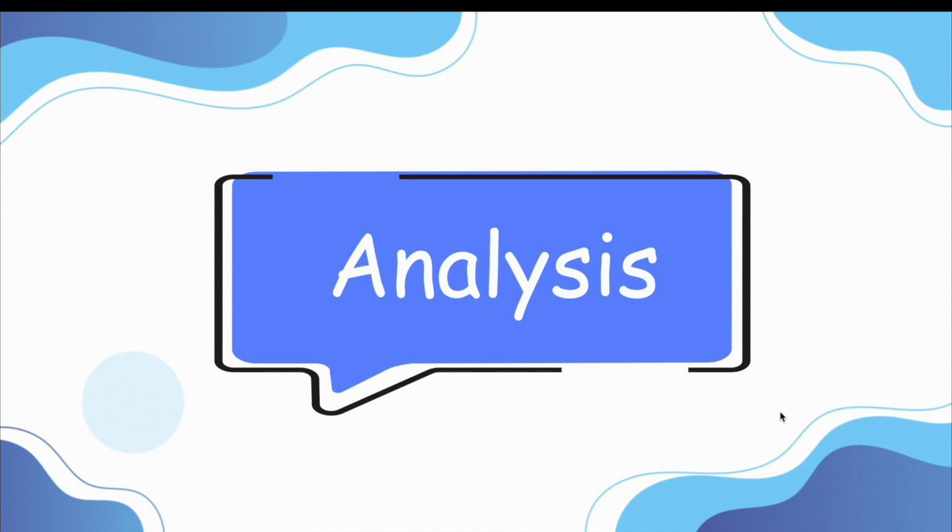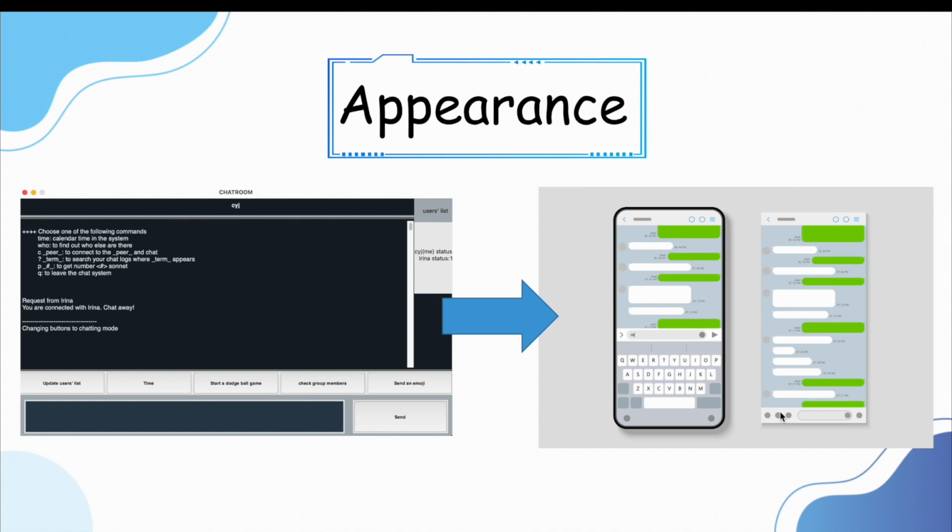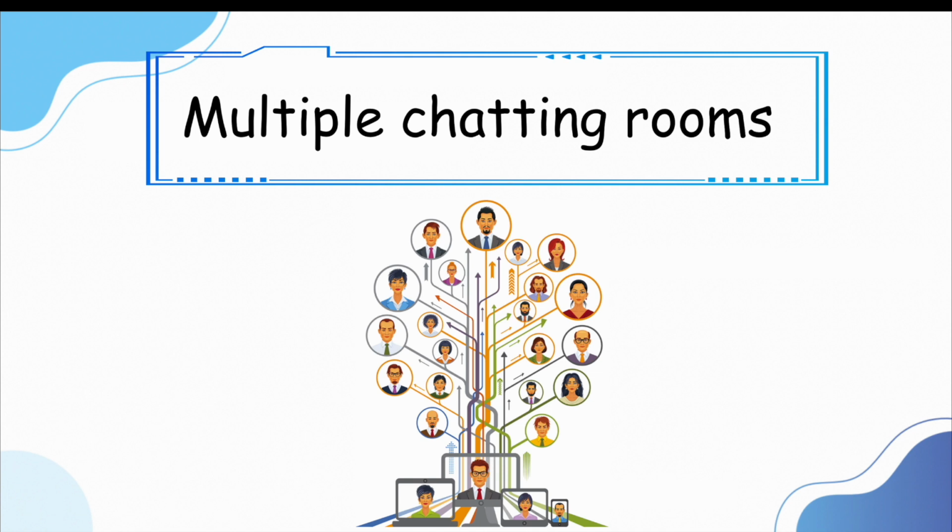Let's move on to the analysis part. There are 2 improvements that we think are possible. First is to improve the appearance of our chat system and make it look more like WeChat and similar apps. Secondly, we can create multiple chatting rooms, which we can switch between by simply switching the window, so that we can chat with different people at the same time. We have a primary thought that we can create a list of windows or a list of threads to achieve this function in the future.